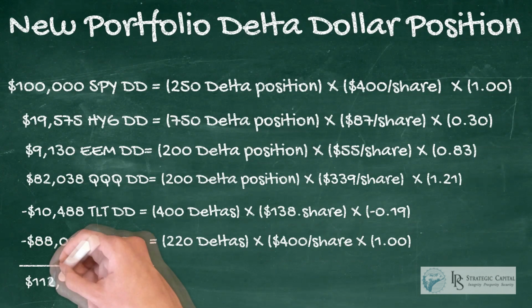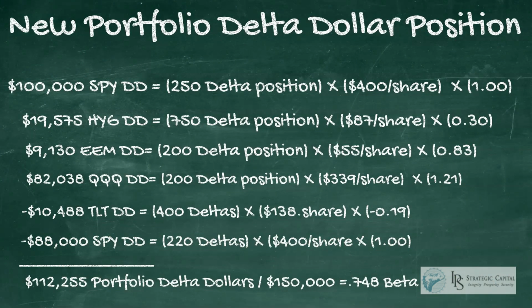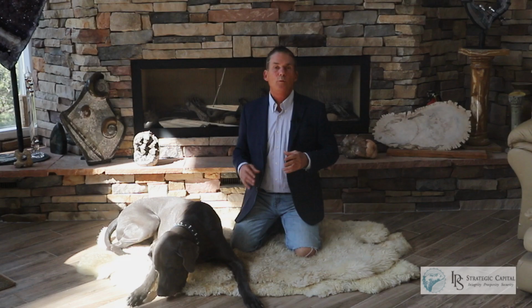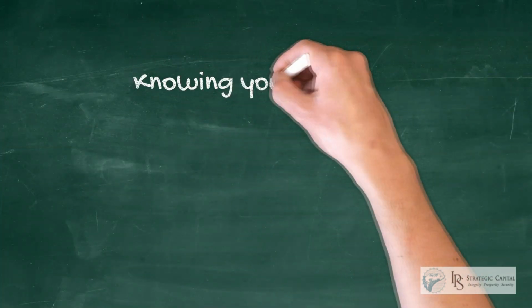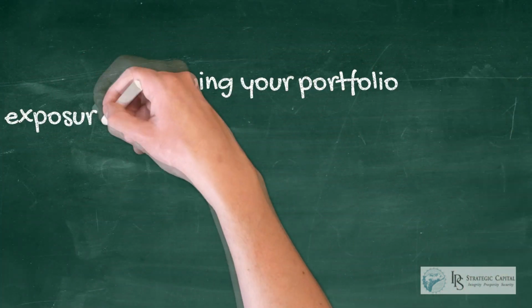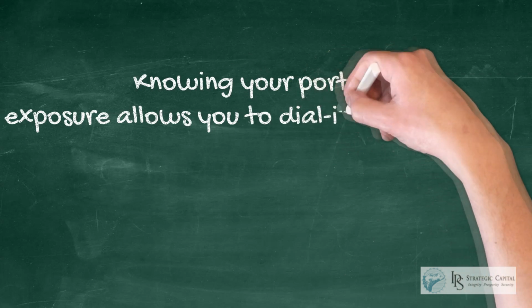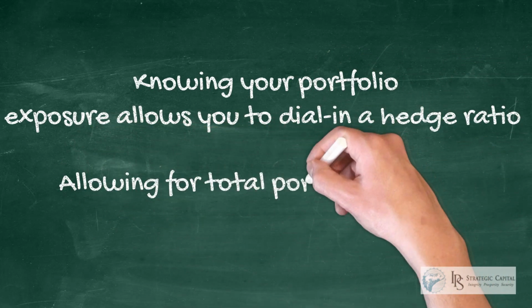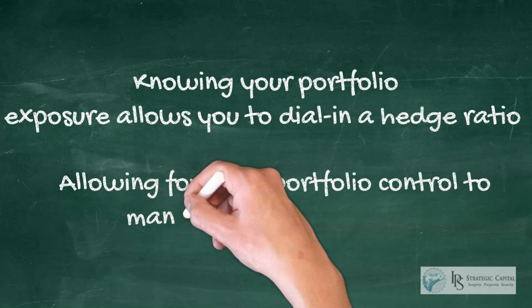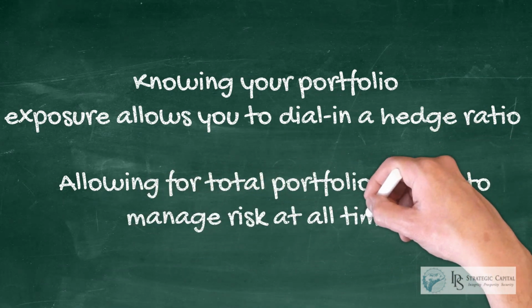112,255 Delta Dollars, which puts us right about a 75 beta. We could actually dial in our hedge ratio using the adjusted Delta Dollar position, which is what we were looking for. When you know your portfolio exposure, you could dial in your hedge ratio and you could manage and control the risk management at all times within your portfolio framework. And that's really the goal.